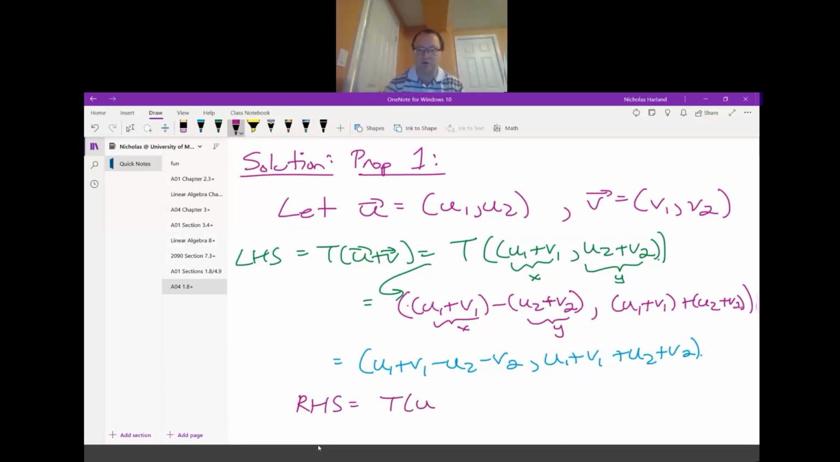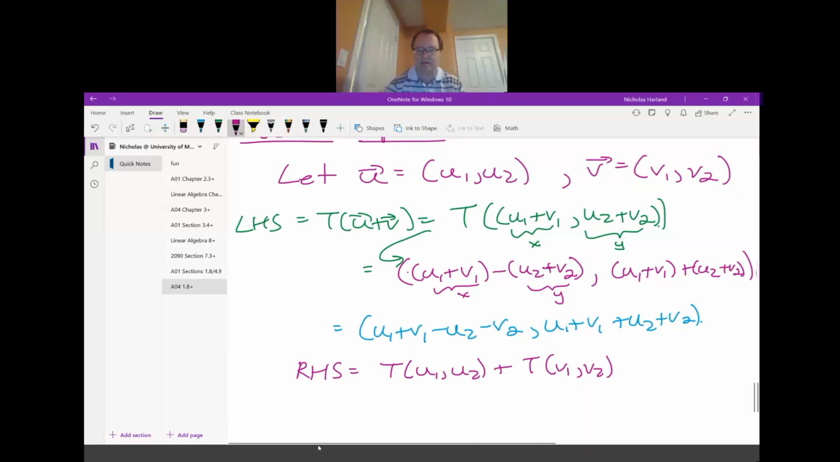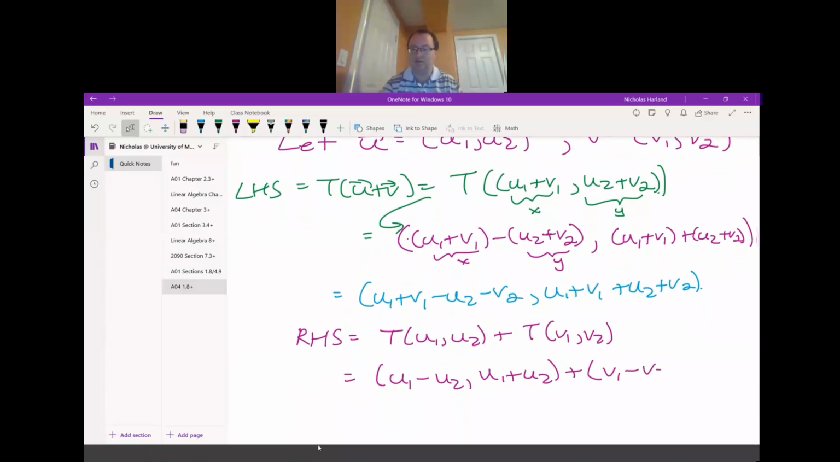That's t of u1, u2 plus t of v1, v2. So again, there's our x and our y, so that's u1 minus u2, u1 plus u2, and then v1 minus v2, v1 plus v2, and then we add them together. Add the first components, and add the seconds.